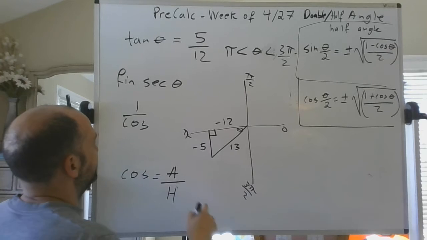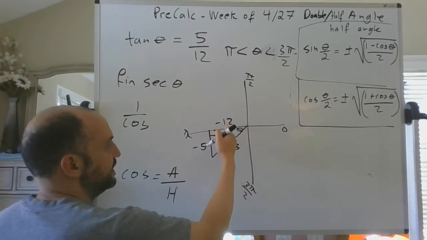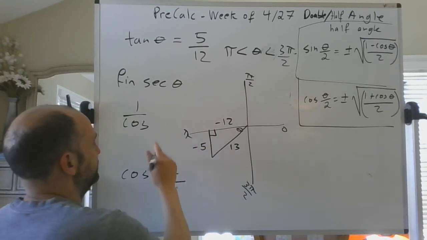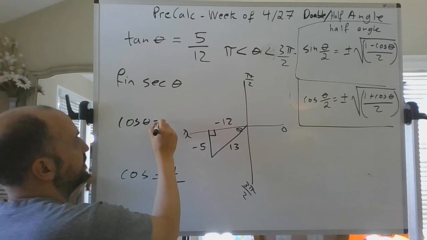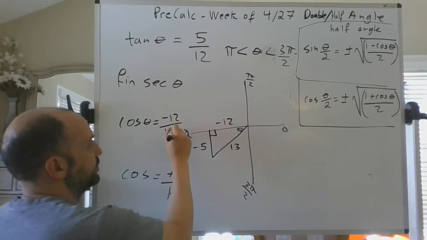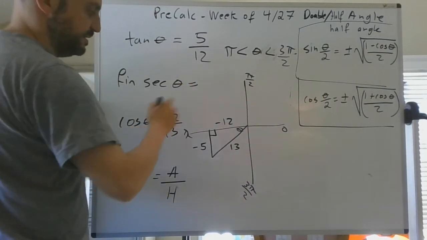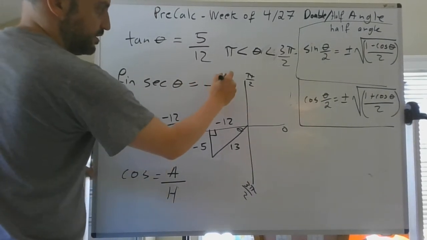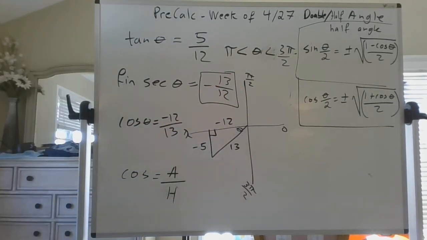So we're going to find cosine, and the cosine of this is adjacent, negative 12. So cosine of theta equals negative 12 over 13, adjacent over hypotenuse. But I'm not looking for cosine, I'm looking for secant. So we're just going to flip that. That's going to be negative 13 over 12 now. That's our final answer. Okay.